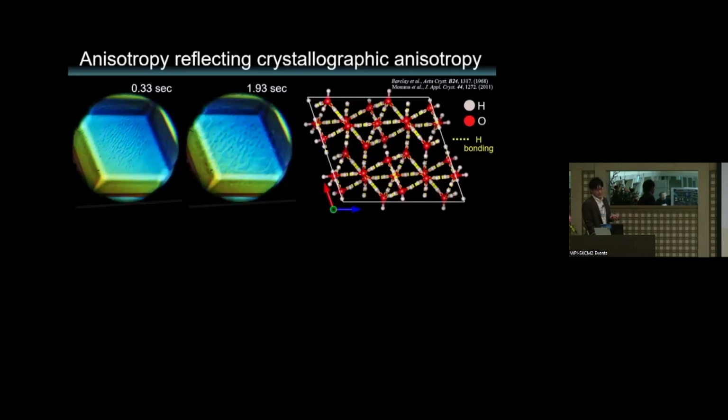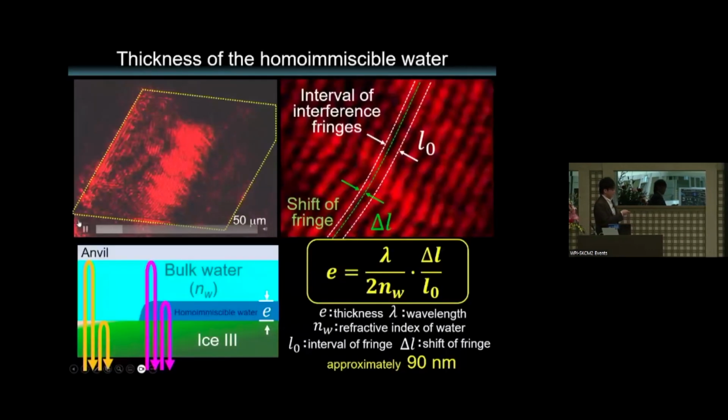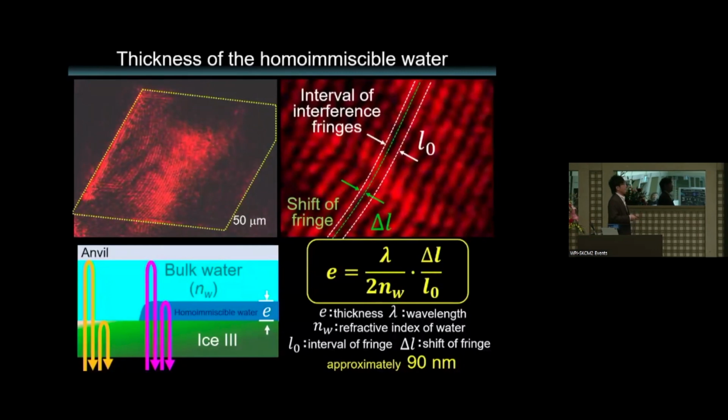So I showed you the fluidity of the homoimmiscible water and the anisotropy of its bicontinuous pattern. I am not clear, but there is a possibility that the homoimmiscible water is transiently a liquid crystal. Then we measured the thickness of the homoimmiscible water during this dynamics by analyzing the interference fringe. The thickness of the homoimmiscible water was estimated to be approximately 19 nanometers.